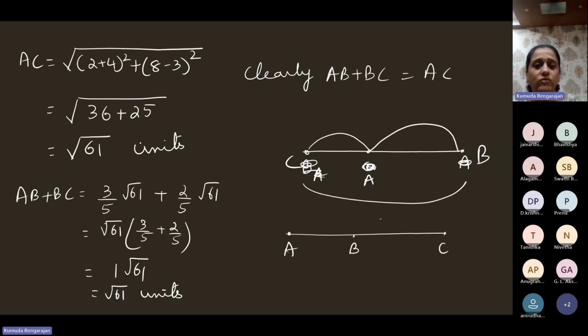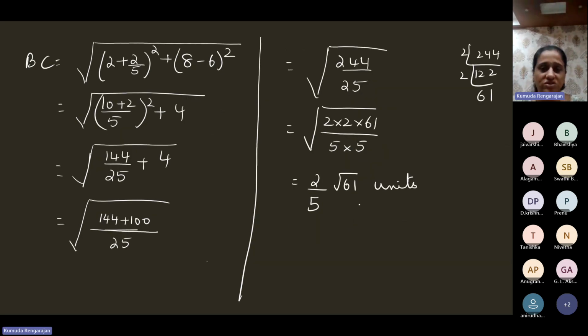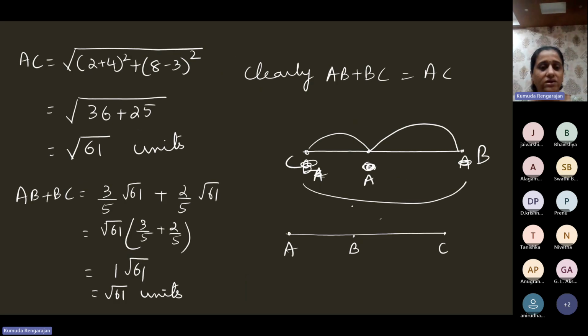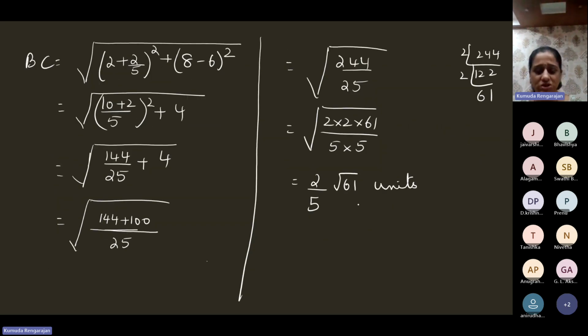So now how do you make out which two line segments to add? For that, you just need to have a look at the lengths of the three line segments: 3 by 5 root 61, 2 by 5 root 61. You can do that in your mind. This is 5 by 5 root 61, which is root 61, and here we have root 61. So we have to add AB and BC. It's situational. Depending on the situation, you will realize which two line segments to add.